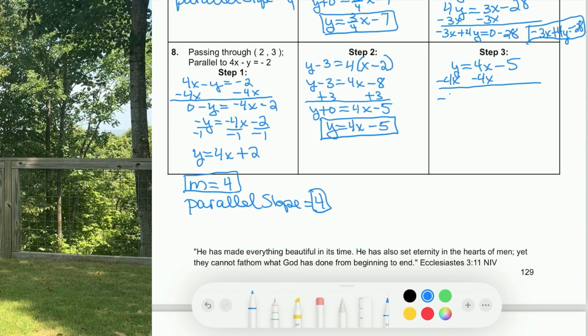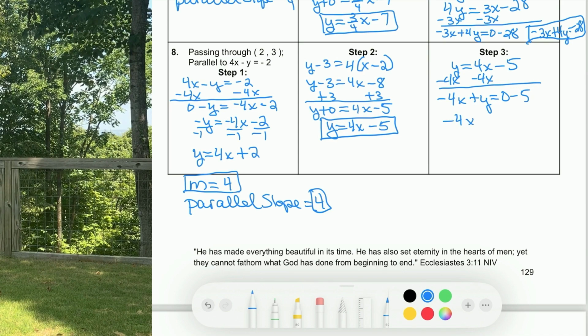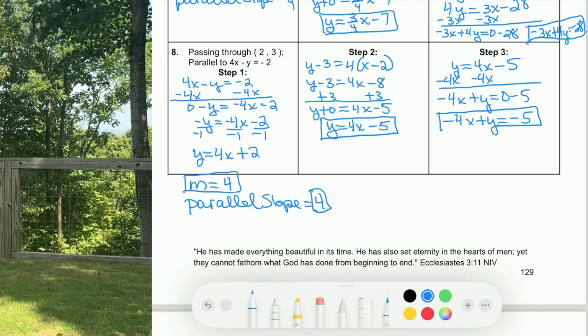We end up with negative 4x plus y equals 0 minus 5. So we have negative 4x plus y equals negative 5. And we are done.